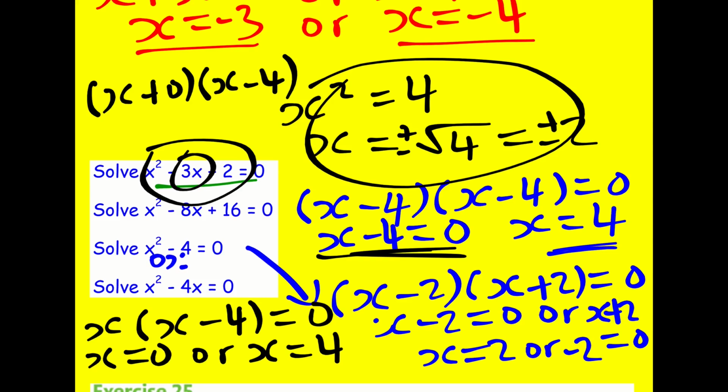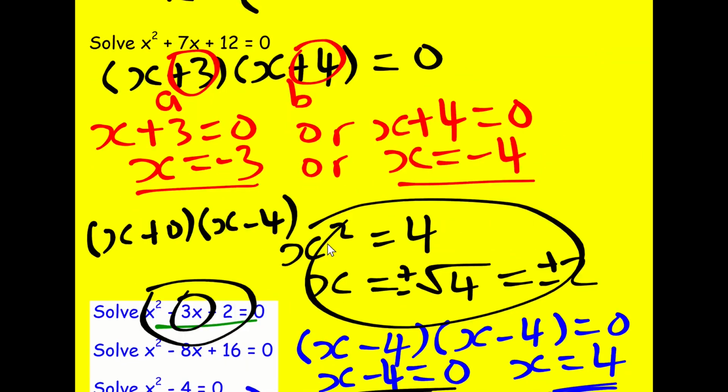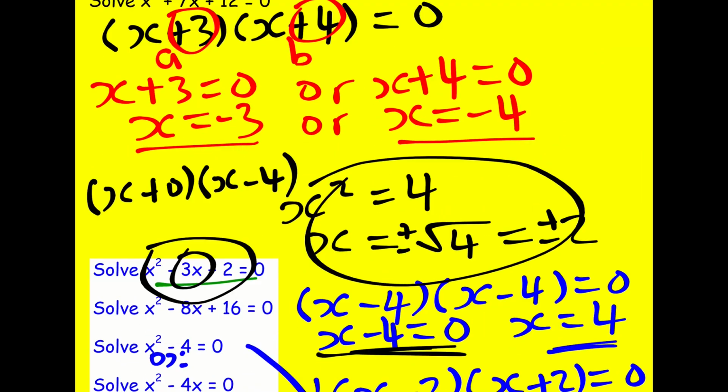Okay, so that is how to solve quadratic equations. This is what these things are now when we set them equal to 0 by factorizing. Do you know what? I'm going to do one more example because I've just realized there's something I've not thought about.